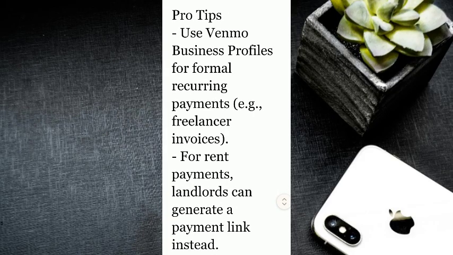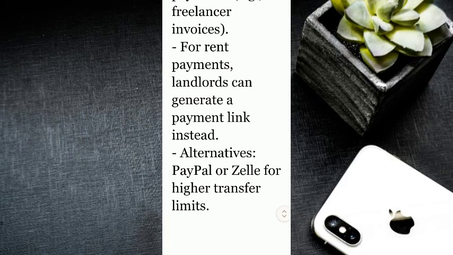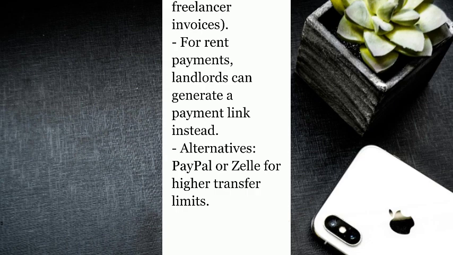Now here are some pro tips. You can use Venmo business profiles for formal recurring payments, for example, freelancer invoices. And for rent payments, landlords can generate a payment link instead. And lastly, if you're looking for alternatives, you can use PayPal or Zelle. It will give you higher transfer limits.